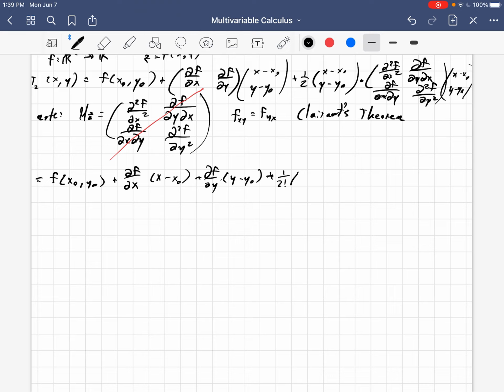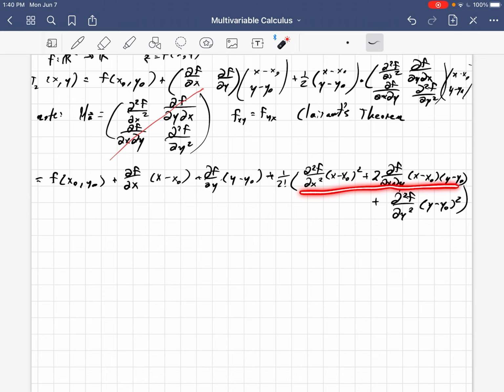and I'm going to write it like this, 1 over 2 factorial times the second partial of f with respect to x times x minus x naught squared, plus 2 times the partial of f with respect to x and then y of x minus x naught, dang, I thought I could write it all in one line, y minus y naught, plus second partial of f with respect to y times y minus y naught squared. So this here is all being multiplied by this 1 over 2 factorial.